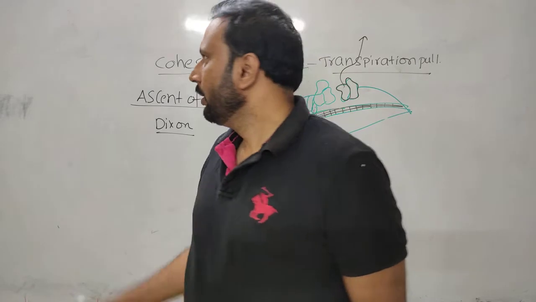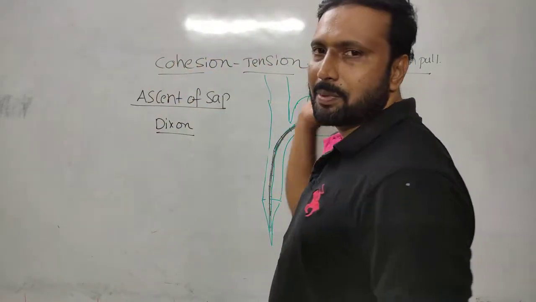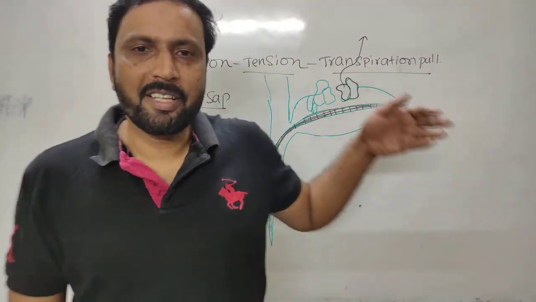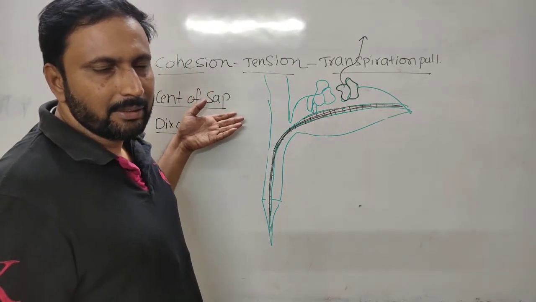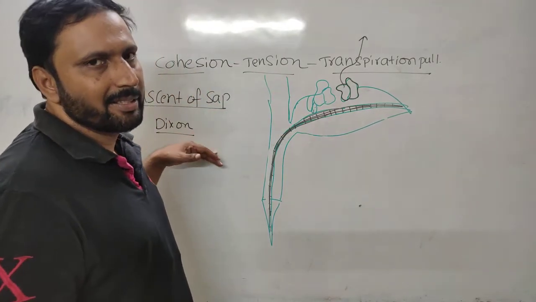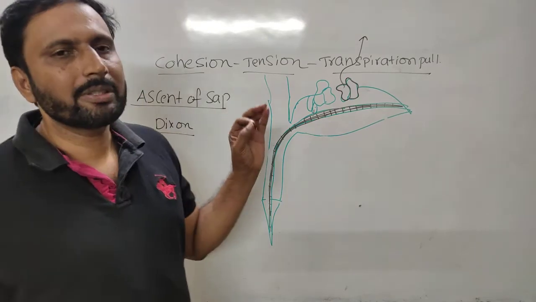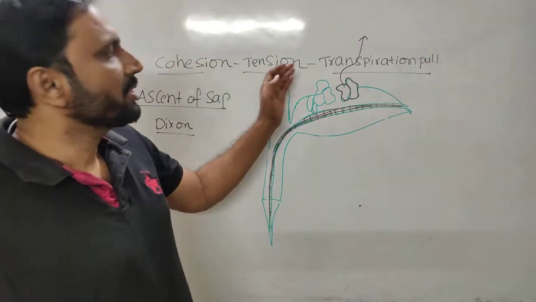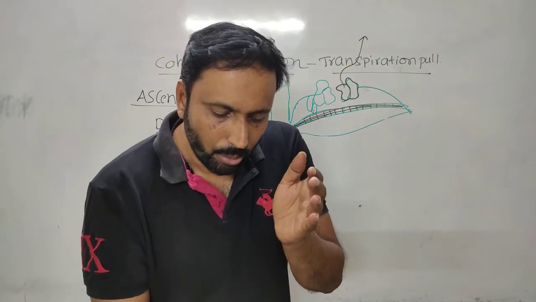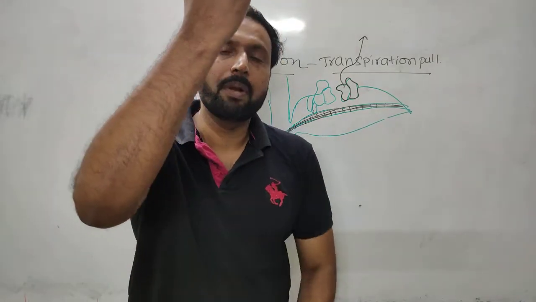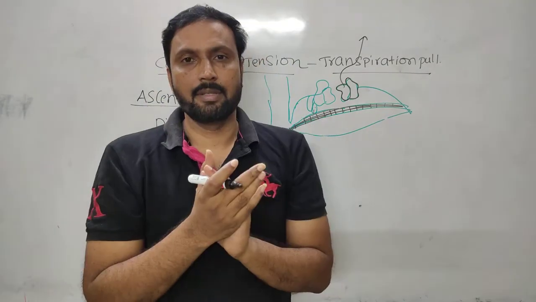Today our topic is cohesion, tension, transpiration pull. Cohesion, tension, transpiration pull is nothing but the ascent of sap. The ascent of sap theory was explained by Dixon. So, what is the main concept of this cohesion, tension, transpiration pull? How does water move from root to stem tip when plants are growing up to 300 feet?